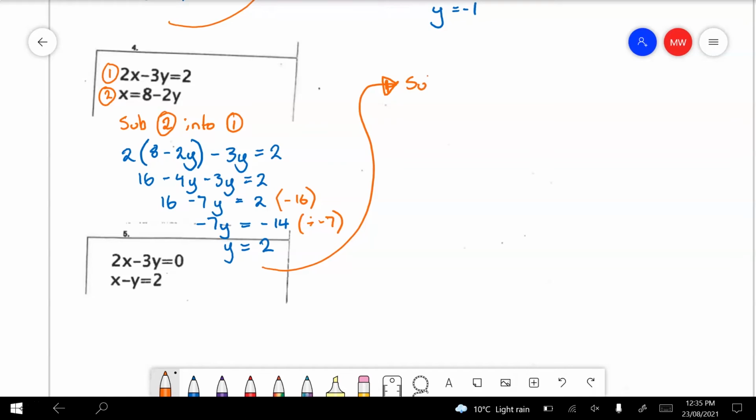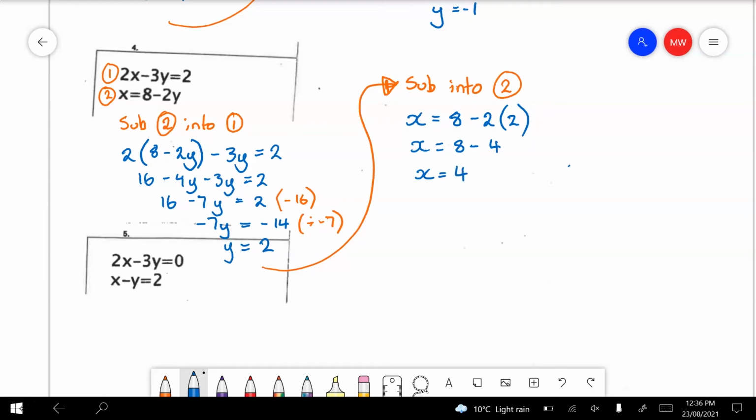we're going to sub into, now this is substitution, so it matters. Look back at the notes you made yourself. If you went into 1 the first time, you have to go into 2 the second time. So as we write out equation 2, every time we see a y, we will replace it with a 2. So this one, x is 8 minus 4. So x is 4. My final answer is when x is 4, y is 2.